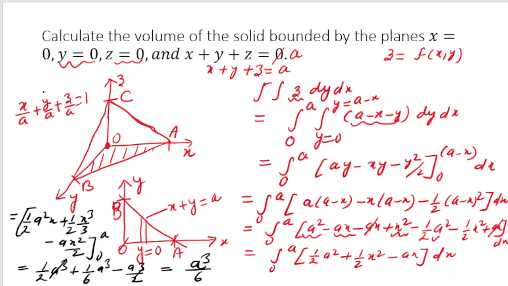and that is the volume of this region which is bounded by the planes x equal to 0, y equal to 0, and z equal to 0, and the plane x plus y plus z equal to a. I hope you have understood this problem.